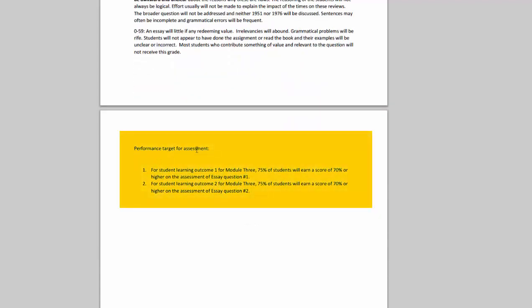And here are the performance targets for the assessment. In other words, this is what we want the course to achieve. Not what we want the students to achieve, but what we want the course to achieve in order to get a proper course assessment.